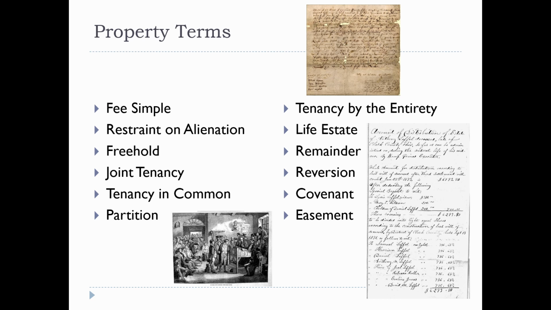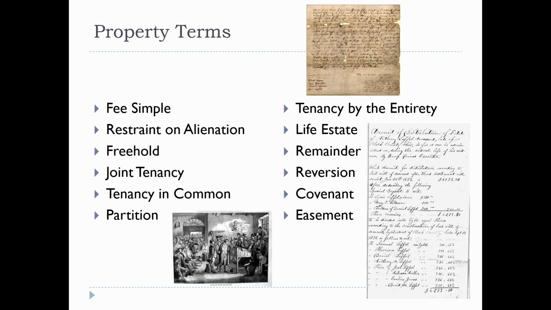So you have remainders. It's an interest that, after a life estate expires, decides what happens to the property. Who has the remainder? A reversion, pardon me, is where you say, okay, you have a life estate, but it's going to come back to me when you pass. That's a reversion or reversionary interest, where I get the property back.